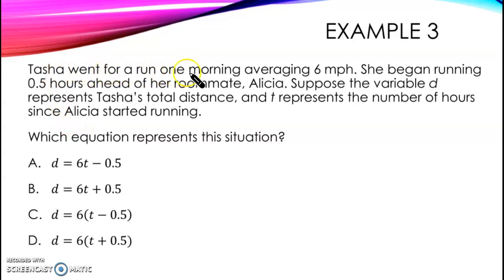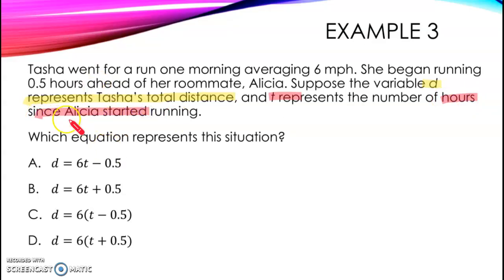So Tasha went for a run one morning, averaging 6 miles per hour. She began running 0.5 hours ahead of her roommate, Alicia. Suppose the variable D represents Tasha's total distance and T represents the number of hours since Alicia started. So I'll highlight those points there. D is Tasha's total distance, whereas T is the number of hours since Alicia started running.